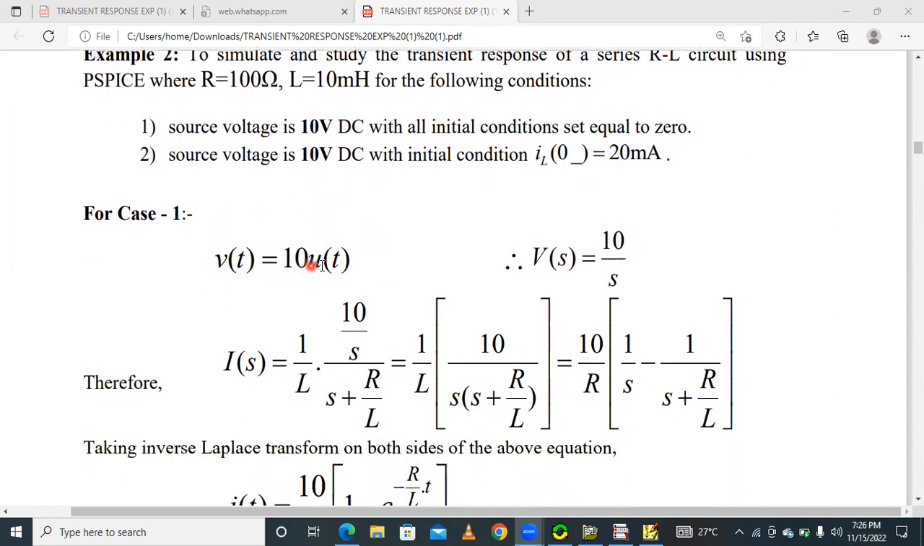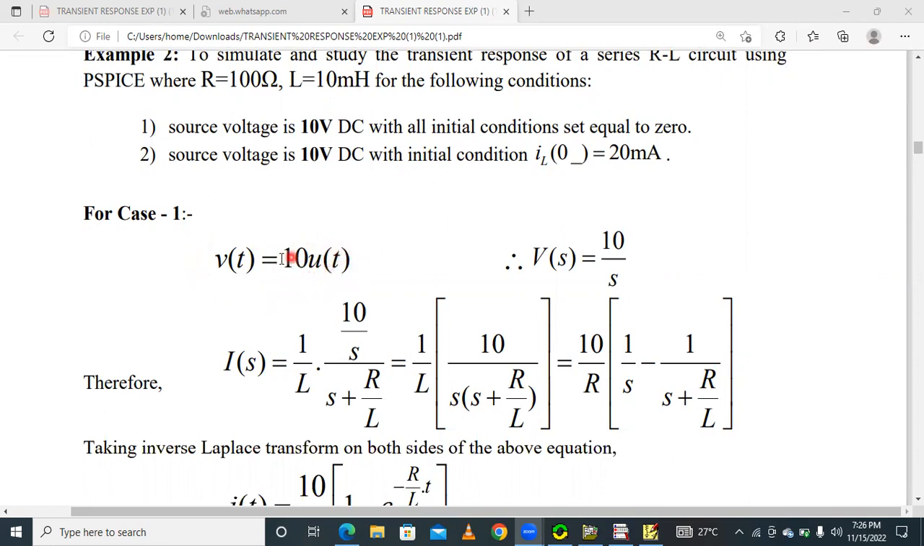V of t is equal to 10 into U of t, where U of t is the step function. So U of 0 is equal to 1, U of 1 is equal to 1, U of 2 is equal to 1. Irrespective of the time, U of t is always 1. That 10 into 1 is always DC. So V of t is equal to 10 into U of t is our DC voltage in the form of time.